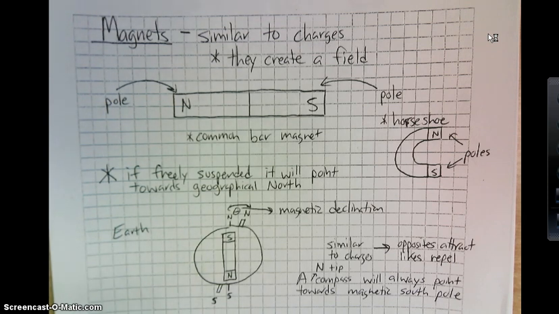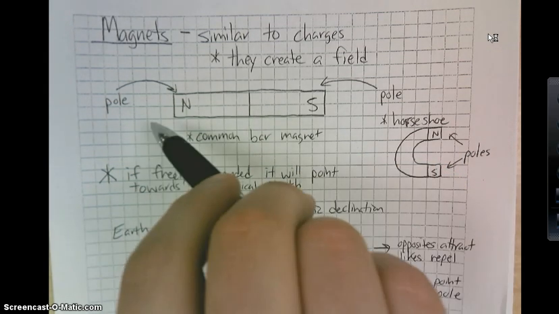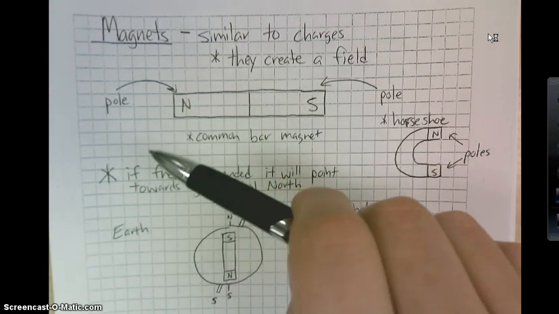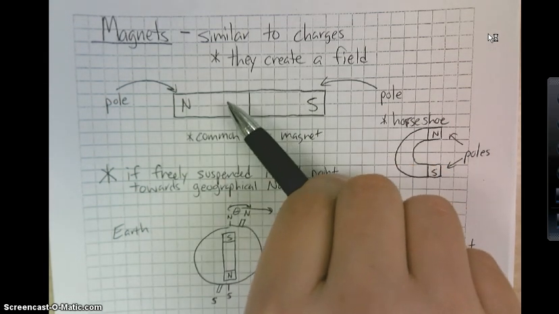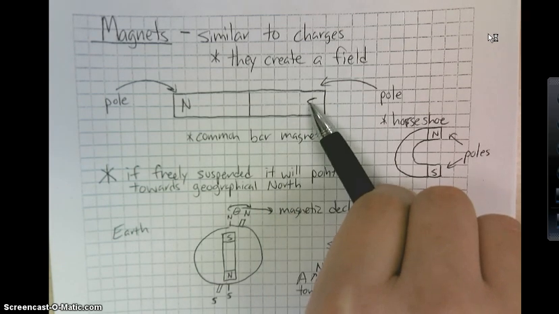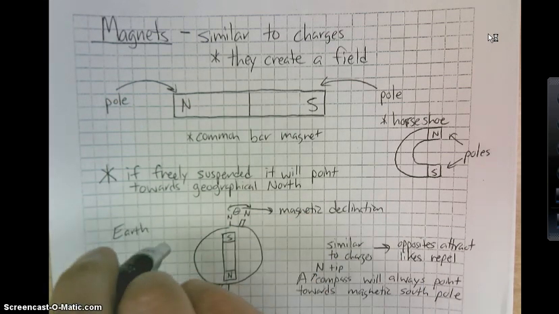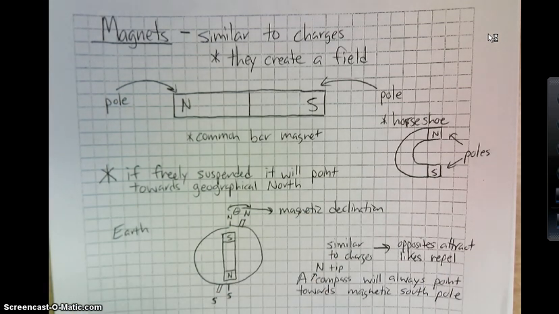Now, one thing that's kind of fun to talk about is, if I snap this particular bar in half, do I get a north side and a south side? And the answer is no. When you break it, this side becomes the south side, this side becomes the north side of this one. So you cannot somehow get what's called a magnetic monopole. For some reason, no matter what, that material will always have a north and a south pole. So that's kind of a fun thing to think about.